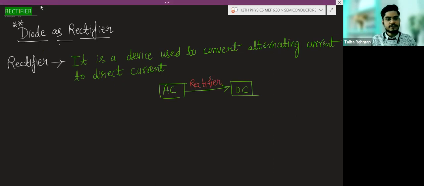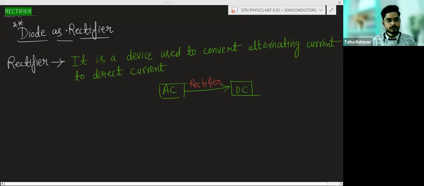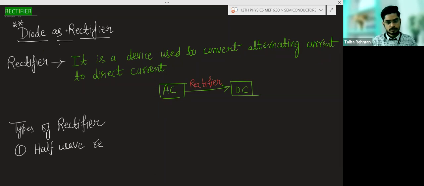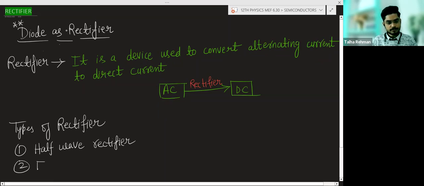Two types of rectifiers are there. Number one, half wave rectifier. Number 2, full wave rectifier.